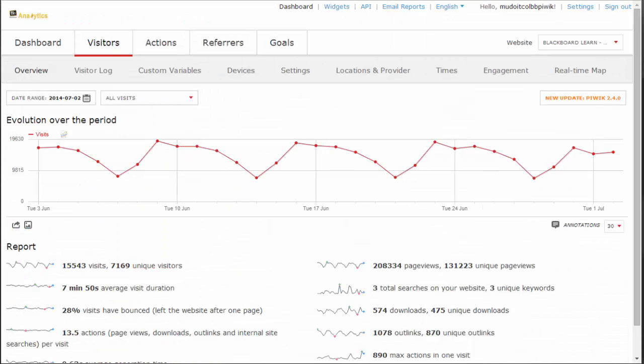Here we've moved over to the visitors area. We can see an evolution over the period of our visits and unique visits. We can also see average visit duration, page views, downloads, outlinks, and maximum actions.